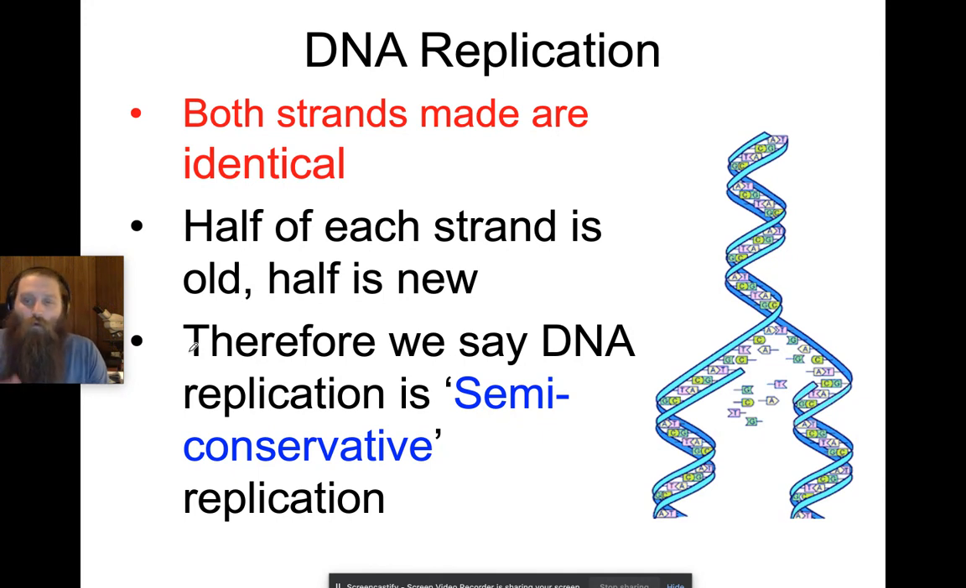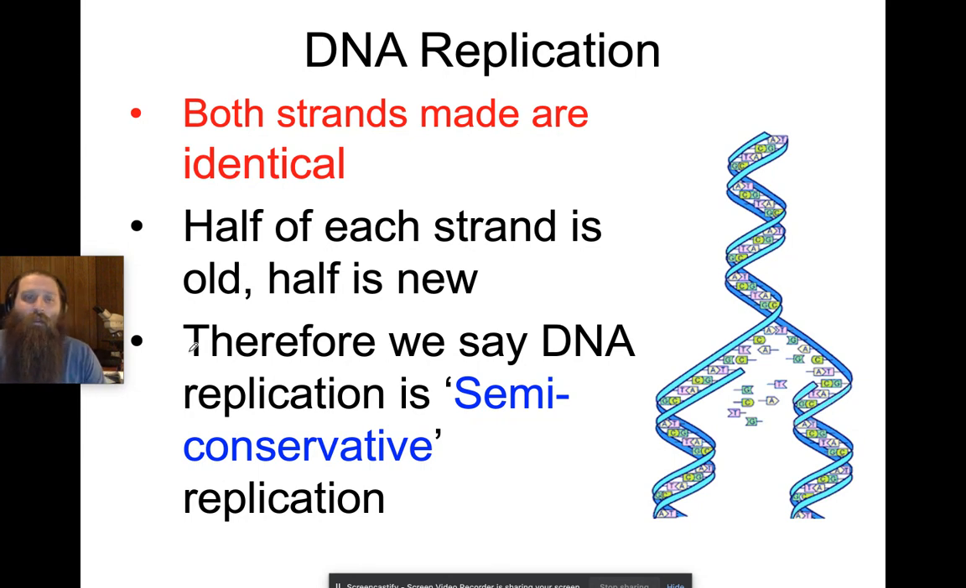We call this combination of an old strand and a new strand semi-conservative replication. All right, why is it semi-conservative? Well, the old strand is preserved, right? It's saved, but half of the strand is brand new. That new half can lead to changes, and we'll talk about those changes later on if there's a mistake in how those free nucleotides come together.